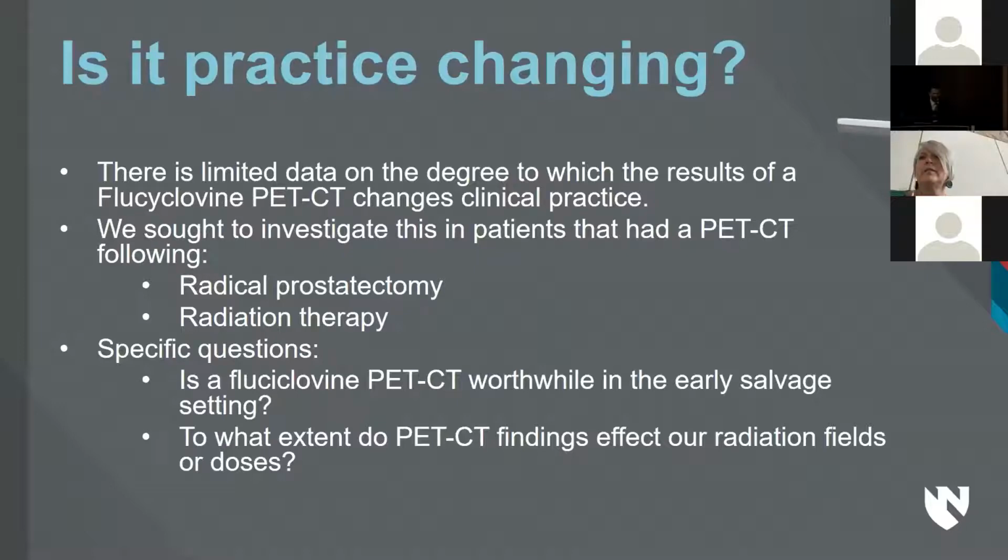Specifically, we wanted to know, is a fluciclovine PET CT worthwhile in the early salvage setting in patients that have a very low PSA after a prostatectomy, or with early indications that they have a biochemical recurrence after radiation therapy? There are some studies that suggested that the yield is very low in this subgroup. And then to what extent do PET CT findings affect our radiation fields and doses? Do we change our fields based off of these PET scans that we're ordering? Or are we changing our doses based off of them? These are expensive tests, and we want to make sure that it's impacting our patients in a positive way.